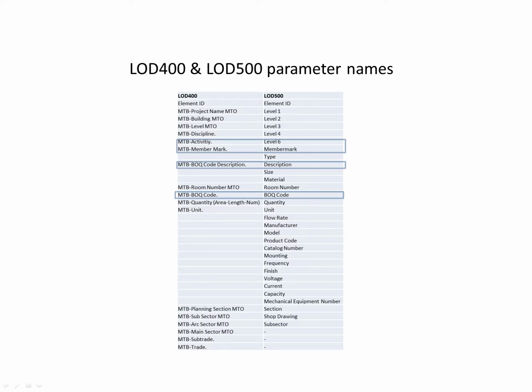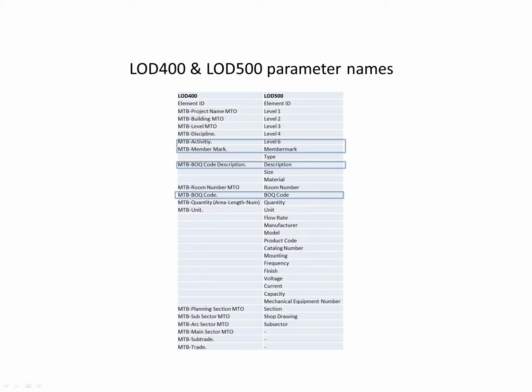Okay. In LOD 400, you have element IDs, project name. In LOD 500, the parameter name is changed to level 1 for this project name. Building name is changed to level 2. Level MTO changed to level 3. Discipline changed to level 4. These are parameter names, okay?